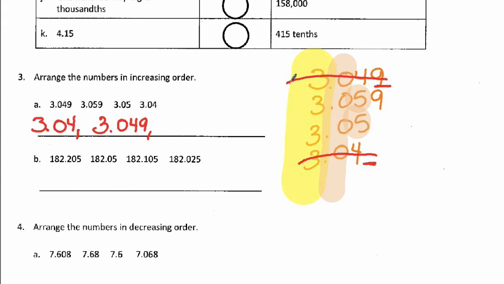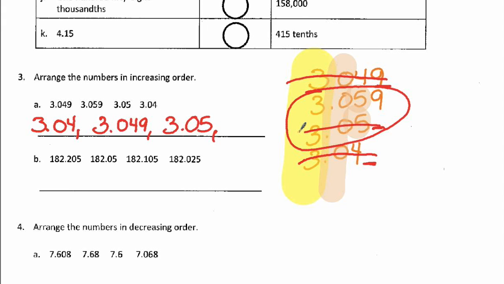Now let's look at our last two numbers that we have here. They're all the same up until this place, right? So what's going to go next? Three and 5 hundredths. And what's my final number going to be? 3 and 59 thousandths.